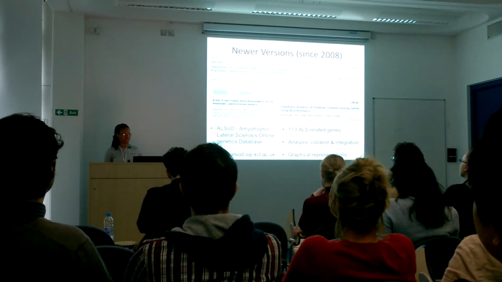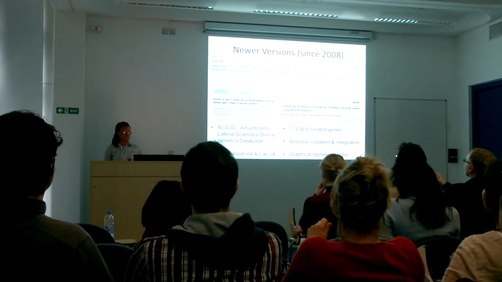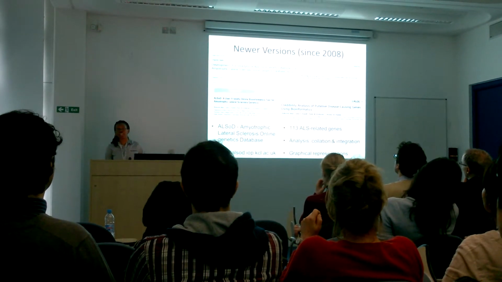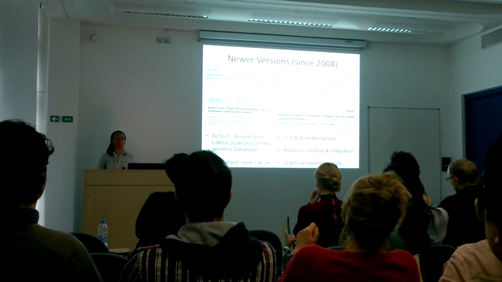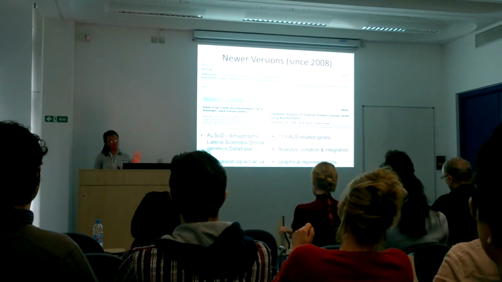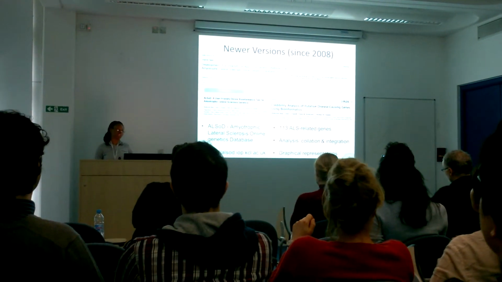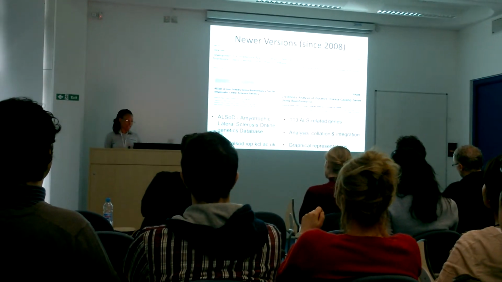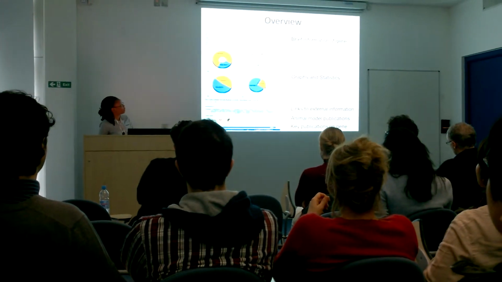And it's on that URL, also.iop.kcl.ac.uk. It's got 113 ALS-related genes at the moment. It's gone from being a storage facility into an analytical tool, collation and integration of genetic data. And it's got graphical representation of all this data.